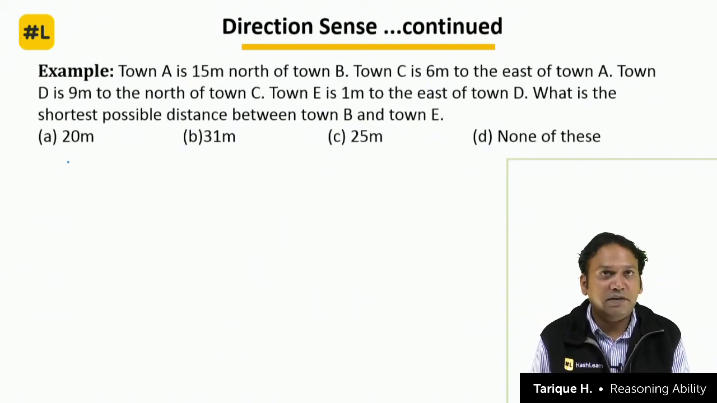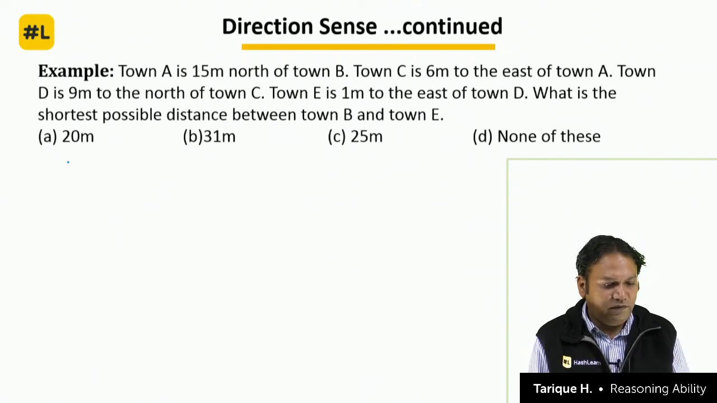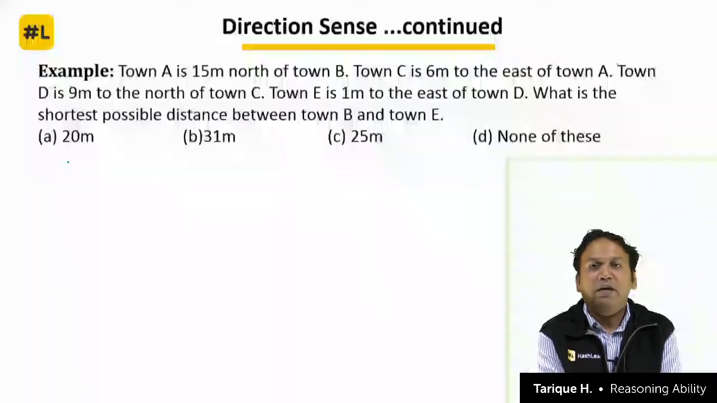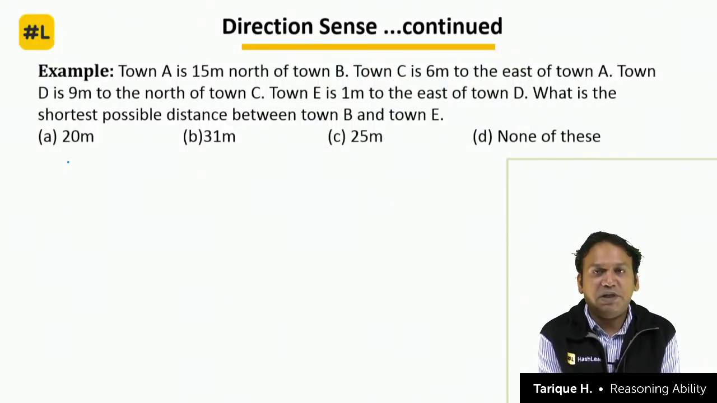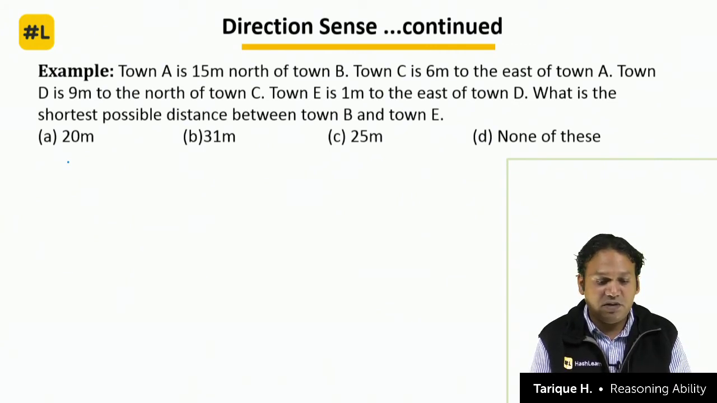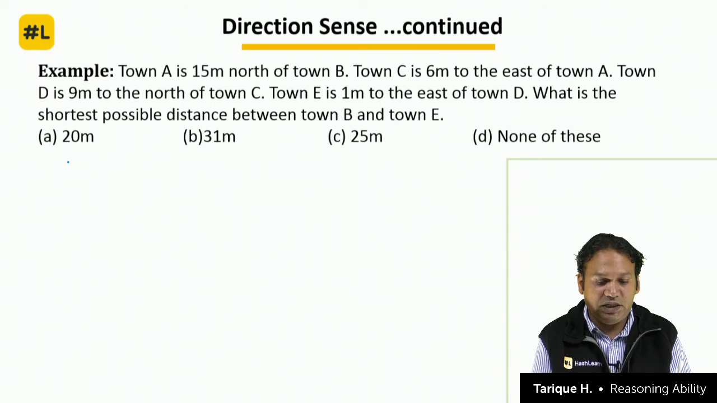Next we will take this question. Town A is 15 meters north of town B. Town C is 6 meters to the east of town A. Town D is 9 meters to the north of town C. Town E is 1 meter to the east of town D. What is the shortest possible distance between town B and town E?